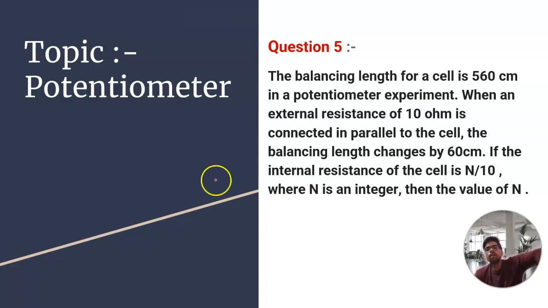So simply, the balancing length for the cell, L, is 560 centimeter. When an external resistor of 10 ohm is connected, that is when the switch is closed, you finally get L dash. It changes by 60 centimeter, which means now L dash is 500 centimeter. So we know the relation, we already calculated this relation and I hope everyone knows this. r is equal to capital R times (L1 by L2 minus 1).